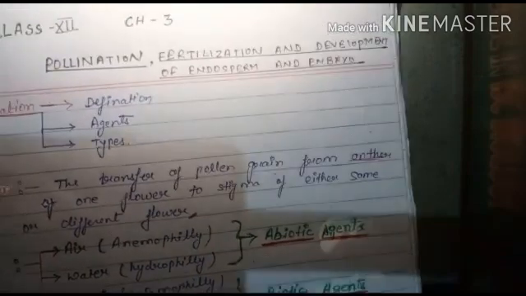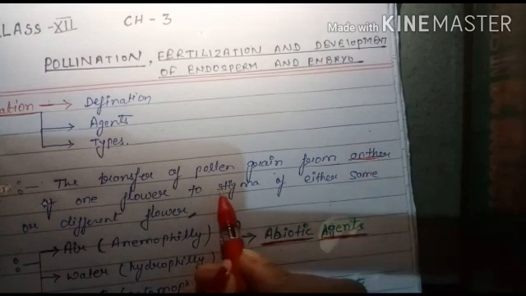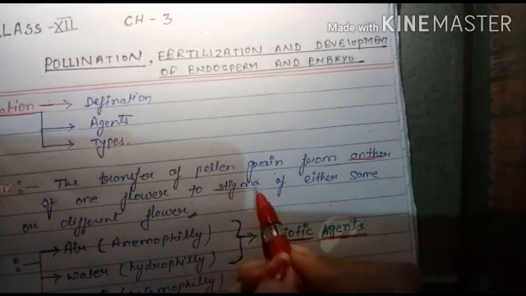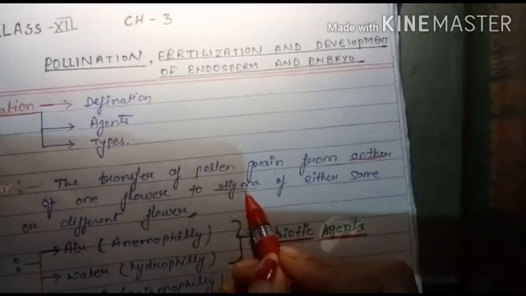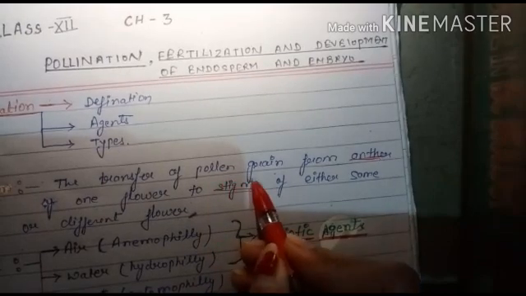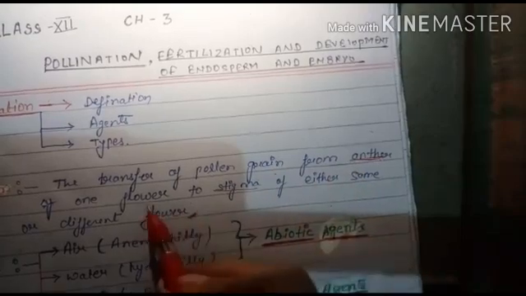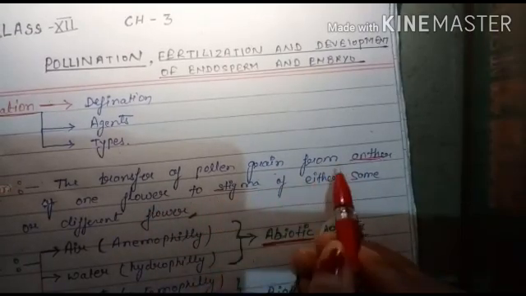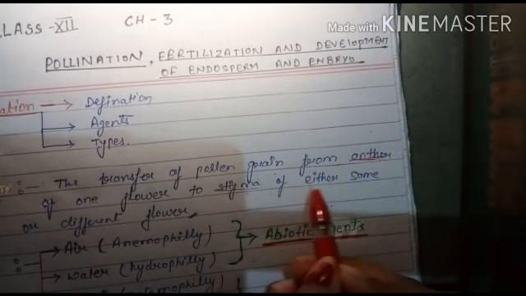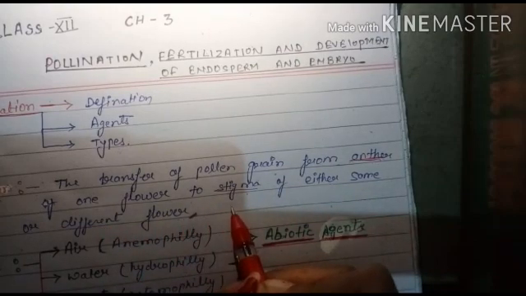Now you may have a question: what is an anther? Anther is the male reproductive part of the flower, and the other one is the stigma, that is the female reproductive part of the flower. So when the pollen grains present in an anther are transferred from one flower to another flower, from anther to stigma, either in the same flower or in a different flower, it is known as pollination.